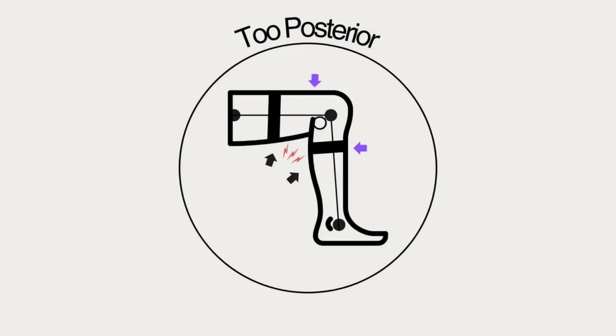So we go next to the first problem. In this picture, the knee joint axis is too posterior. The cause is pressure on the posterior distal thigh and also the posterior proximal calf, while there is a gap in the anterior proximal calf and also the anterior distal thigh. For the solution, you can shift the mechanical knee joint axis anterior.